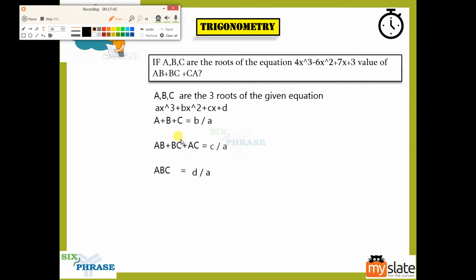So we need to find this, right? We wanted to find this, so we'll take c. What is c here, guys? So I say c here is 7 and a here is 4. 7 by 4 is your answer. If they ask you a plus b plus c or abc, use the appropriate formula, guys. I hope you got this, very important in cubic equations.